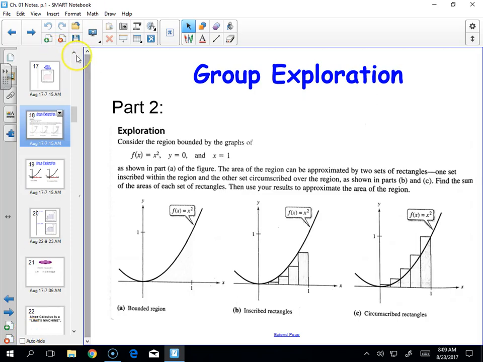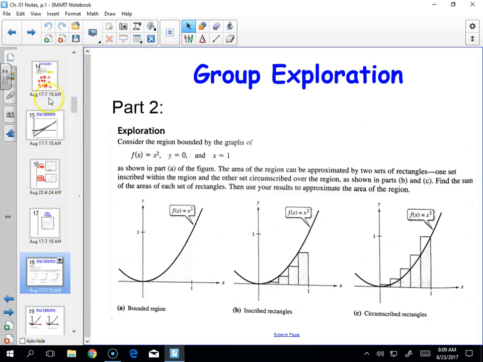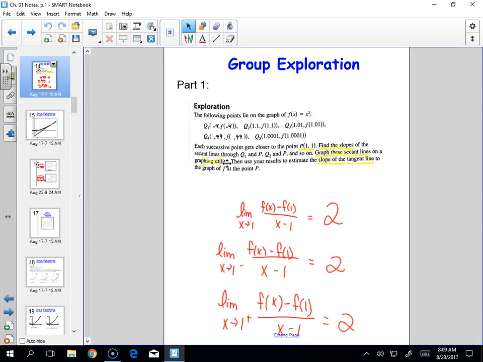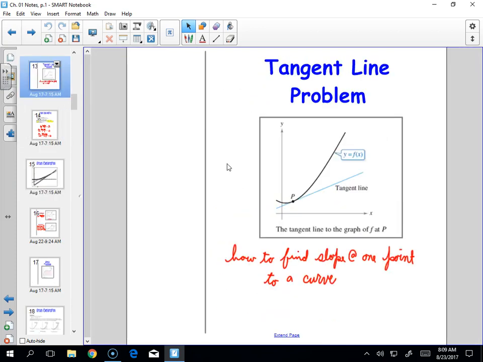Okay. Yesterday we talked about the first big problem in class, which was the tangent line problem, right? And the tangent line problem before the group exploration, how do you find the slope at one point? Guys, in your homework, for those of you that started, because that was homework last night, let's just start it.